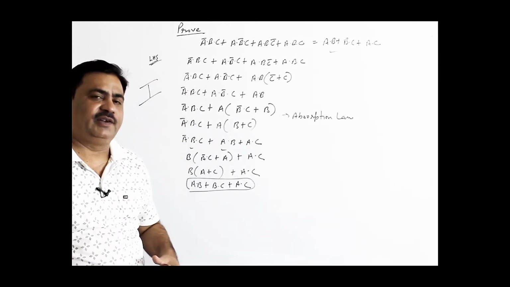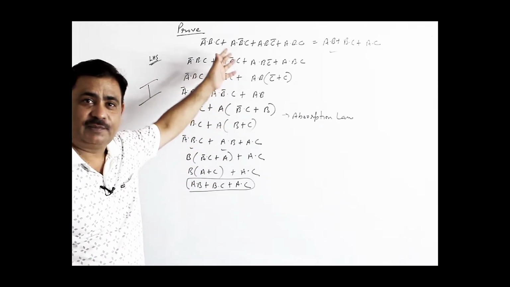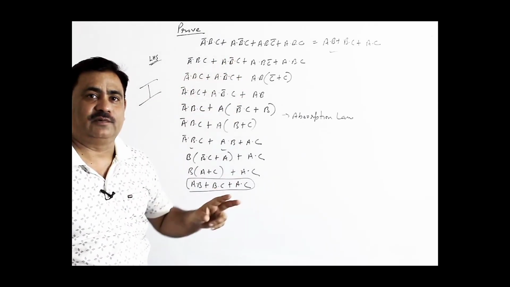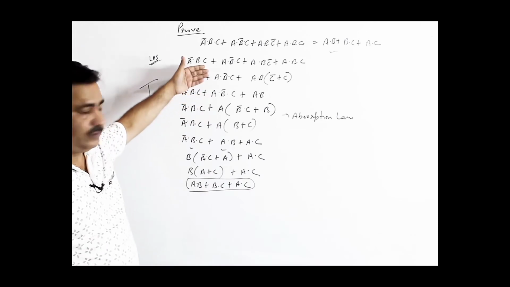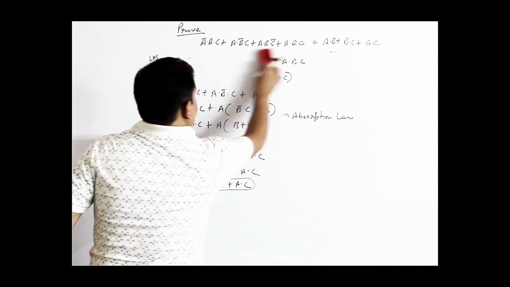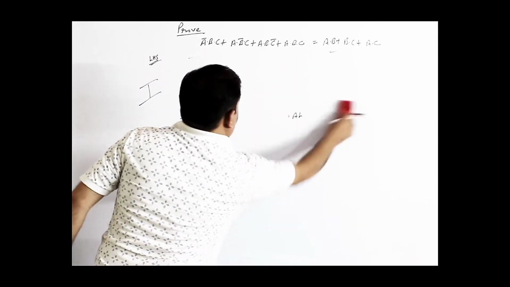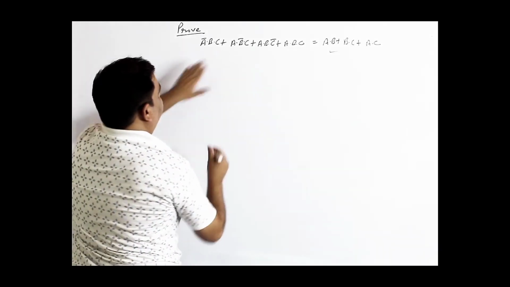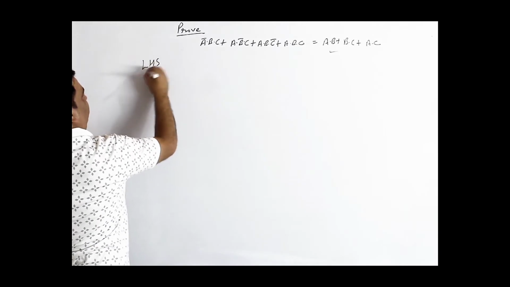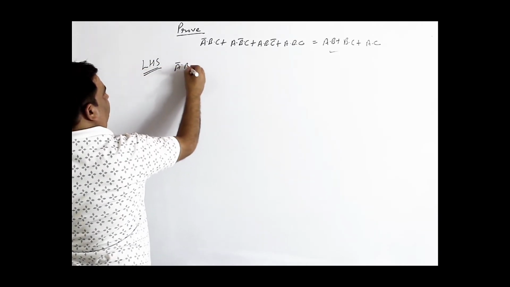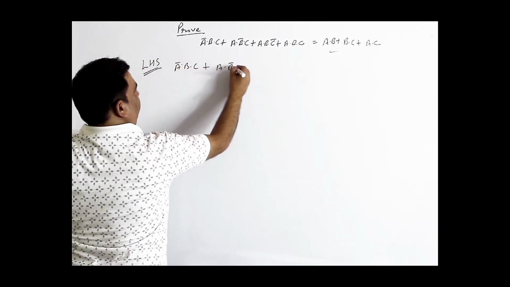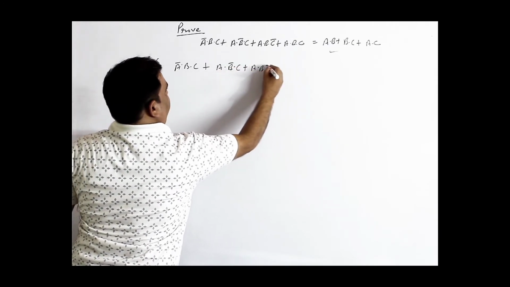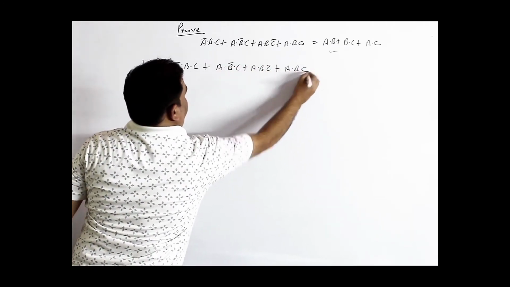Now I am going to explain the same thing, same expression, same proving with the help of another way. Another method, the second method, I am going to explain with the same laws. LHS is this. I am writing again LHS: A'·B·C + A·B'·C + A·B·C' + A·B·C.